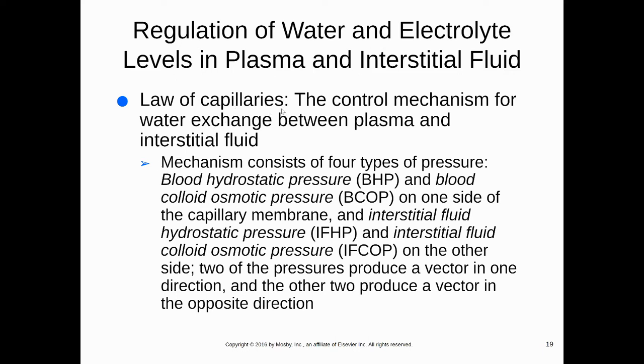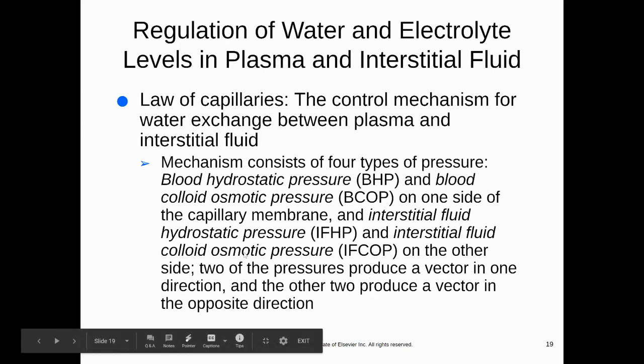So everybody remember, those are the really tiny capillaries that are at the end of either our veins or our arteries, depending on the situation. Okay. So the control mechanism between this is going to be your hydrostatic pressure and your osmotic pressure. Okay, so this is going to play a role. Along the other side, we have the interstitial fluid hydrostatic and osmotic pressure.